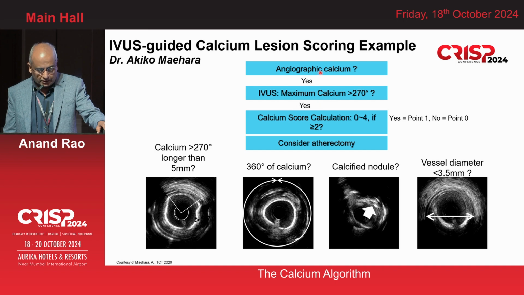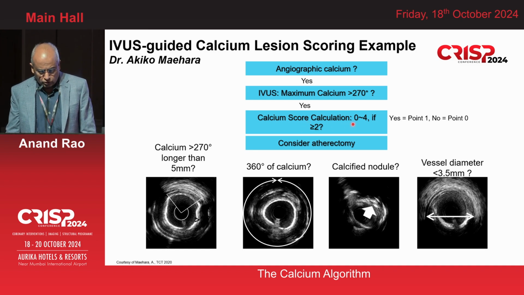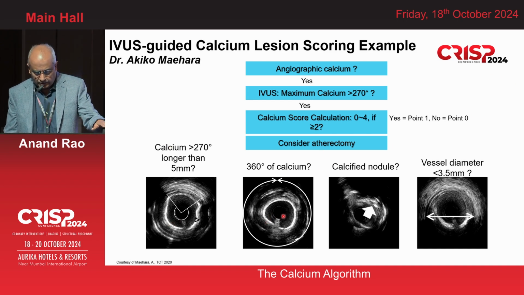If there's an angiographic calcium present, yes. Then see if the degree is more than 270 degrees. Then calcium score calculation 0 to 4. If it's more than 4, consider atherectomy. And of course the length, the circumferential calcium, nodules, and of course the vessel diameter.